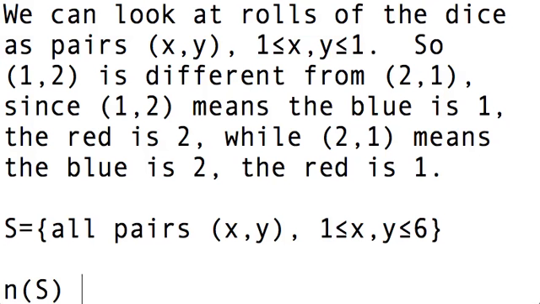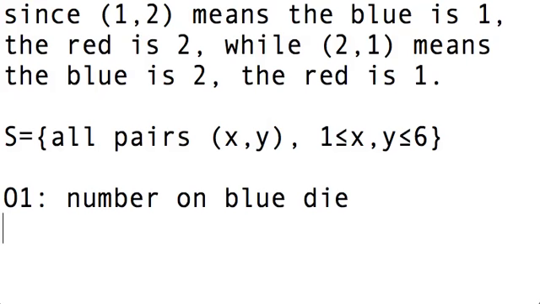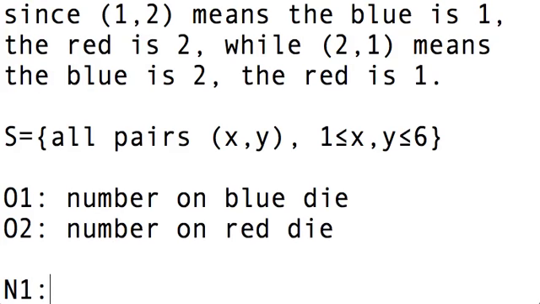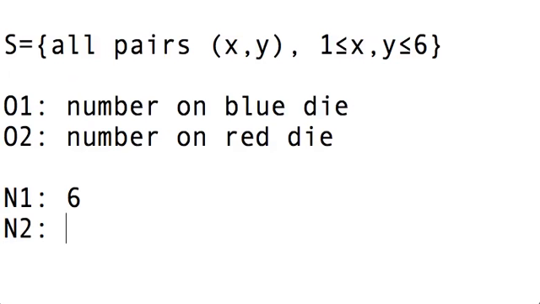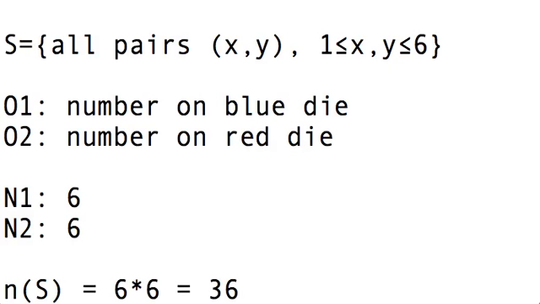Now, how big is S? Well, we use the multiplication principle here. What is the first operation? The number on the blue die. What is the second operation? The number on the red die. How many choices do I have for the number on the blue die? 6. How many for the number on the red die? It doesn't matter what the blue die is. It's also 6. So the total number of ways of rolling the 2 dice is 6 times 6, which is 36. Makes sense. 6 choices for x, 6 choices for y, so 36 total ways.